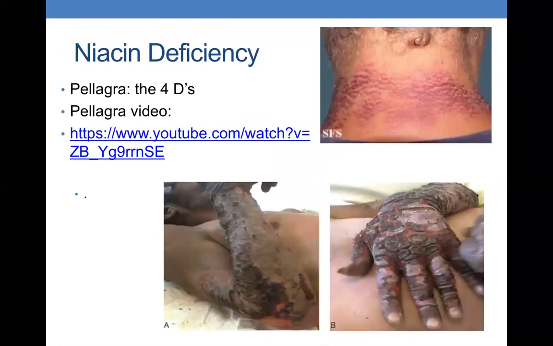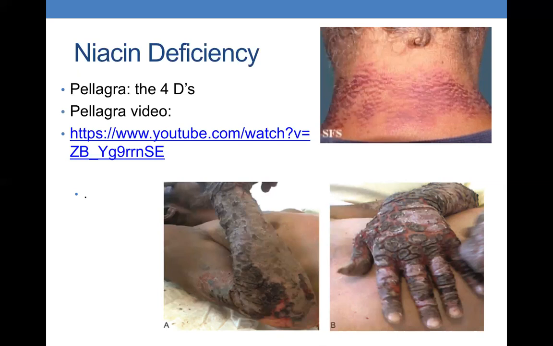Niacin deficiency. Because niacin functions in over 200 pathways, when you have niacin deficiency, the symptoms are very widespread. You can have poor appetite, weight loss, weakness, and something called pellagra can develop, which includes the 4 Ds. Sometimes there's even a 5D. This can cause dermatitis, that is skin inflammation, rough red rash on the skin, back of hands, and the face, diarrhea, dementia, and death can even occur.